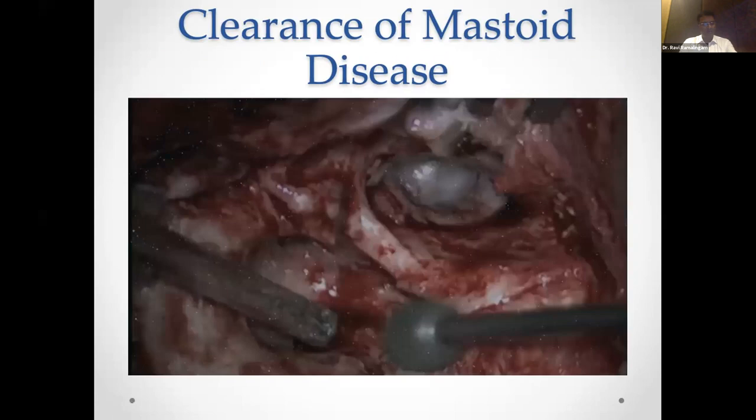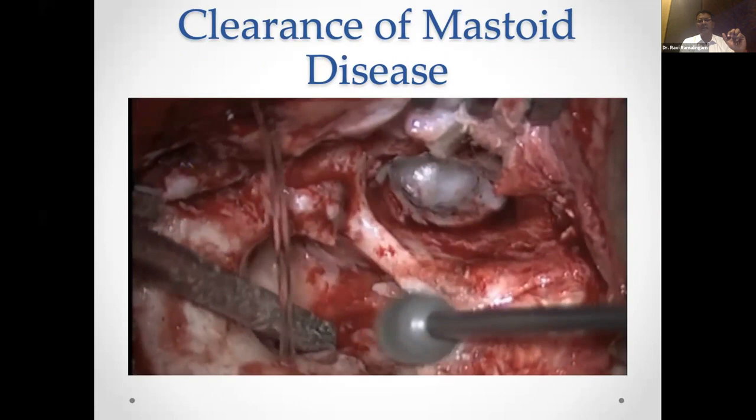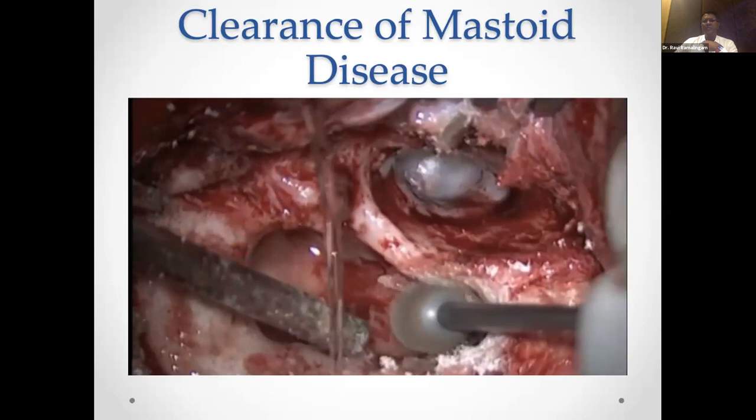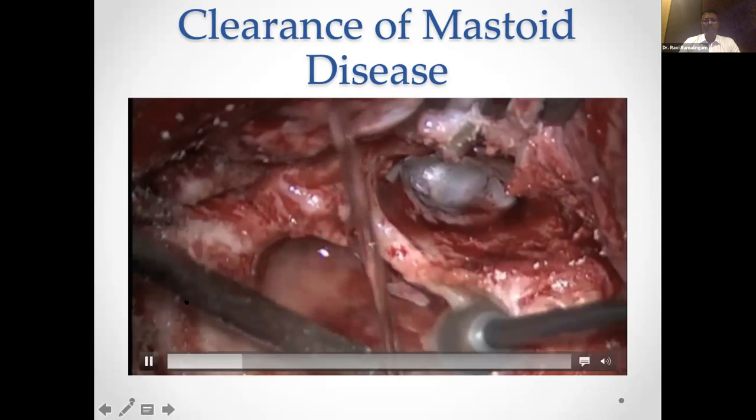Now, once you've done that, you want to clear the disease in the mastoid. You've got a previously done mastoidectomy, and I extend that mastoidectomy to remove all the unhealthy tissue. I preserve the canal wall. And you see some kind of mucus, cholesterol crystals in those cells. I'm going towards the mastoid tip.